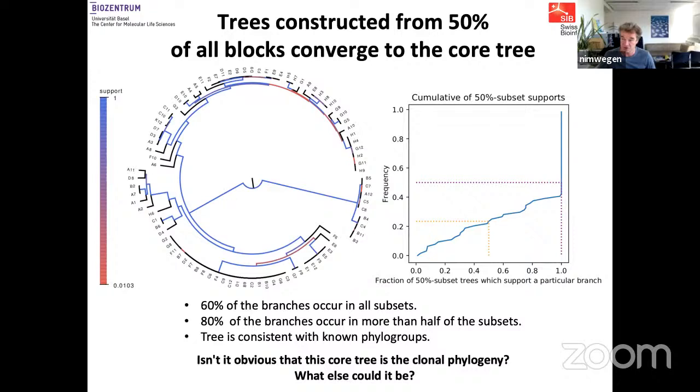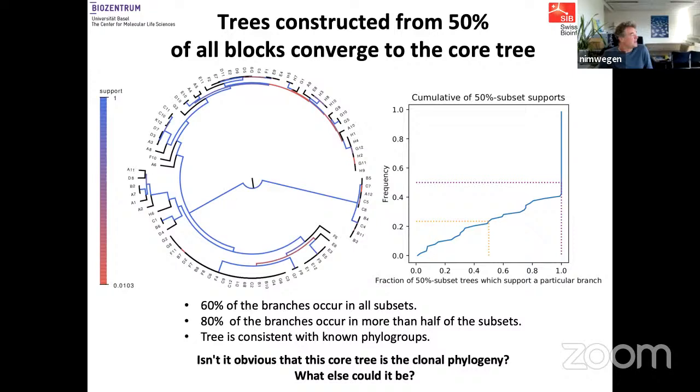In bacterial genomics, people have seen for a long time that if you look at individual loci in the genome, there is a lot of evidence for horizontal transfer and recombination. But as soon as you build a tree from many, many blocks, these trees start converging to a common phylogeny. And also this phylogeny is consistent with phylogroups that people have described in the past and so on.